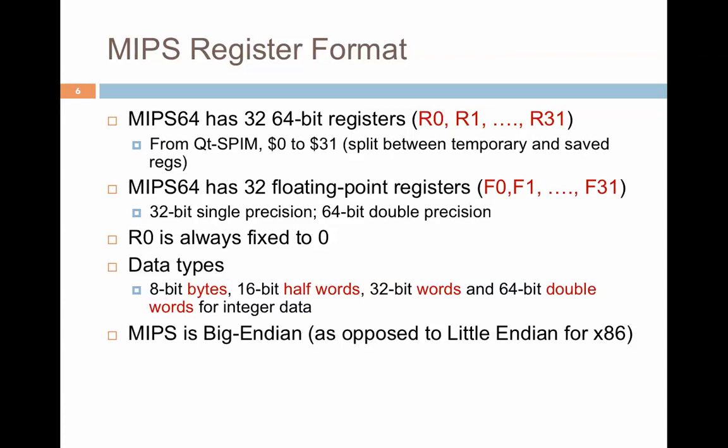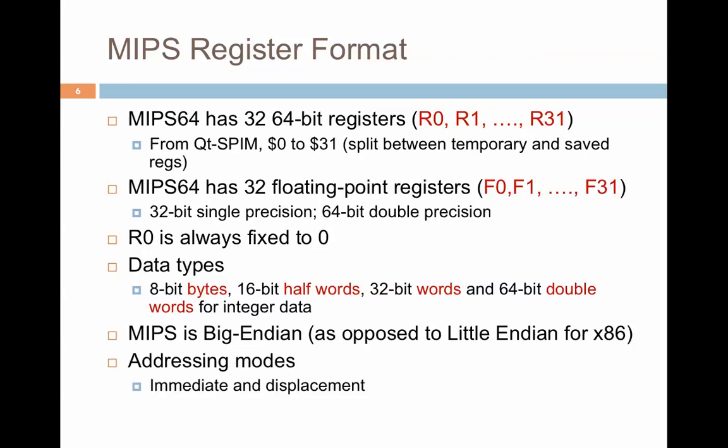MIPS follows Big Endian. This is opposed to the Little Endian that is followed in x86. Now what does it mean? Big Endian format always has the most significant byte located at the lower address. So the way to remember Big Endian is that the most significant byte is at the lower address and the least significant byte is at the higher address. The difference with Little Endian is that in Little Endian format, the most significant byte is at the highest address. So in the Big Endian format, which is MIPS, the lower address always holds the most significant byte.